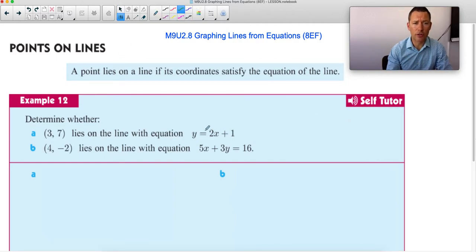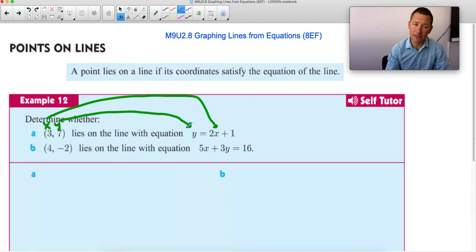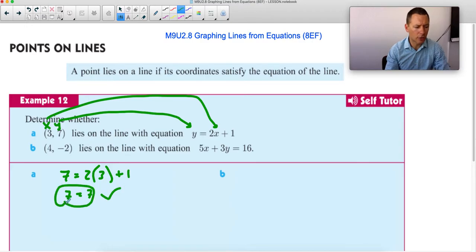An equation takes an x and a y value and makes them true. So if we're trying to see if this point lies on this line, we could take the x and put it in for that x, and take this y and put it in for this y, and see if it makes it true. So do you get 7 when into the 2 you put a 3 and you add 1? This is 6, this is plus 1, this 7 equals 7. Sure does. It doesn't exactly matter what you get here, just that you get a true statement.